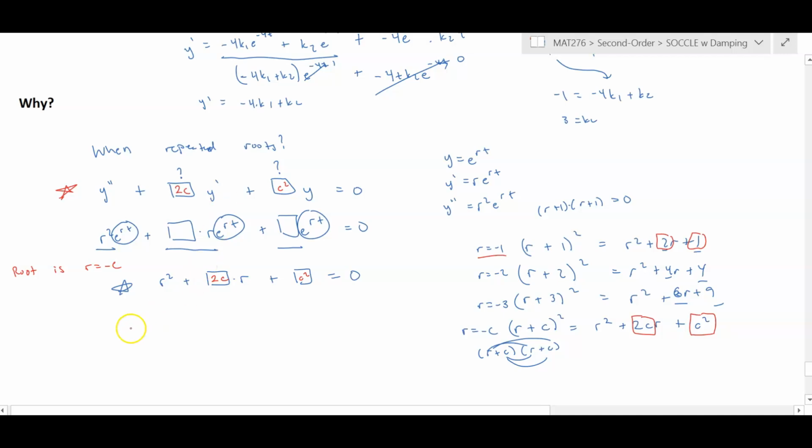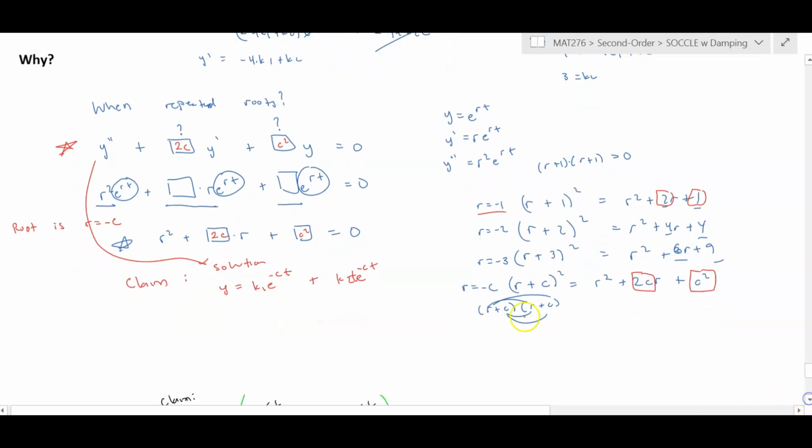The reason this is important is because now we're going to claim that the solution is y equals k1 e to the ct plus k2 t e to the ct. I'm sorry, the root would be negative c, right? That has to be a negative because the root itself is negative c. Okay, now what we have to do is just go through and prove that this, in fact, will solve this equation, that the 3 terms here on the left side will cancel out and give us 0.